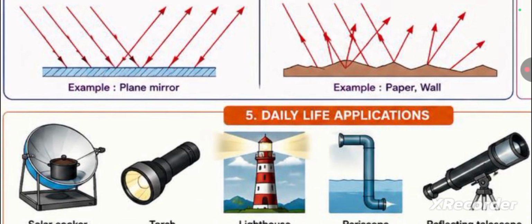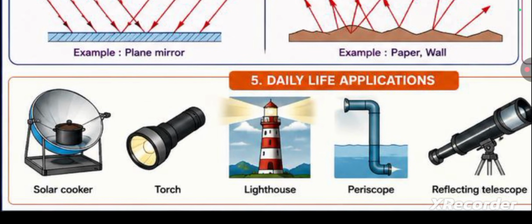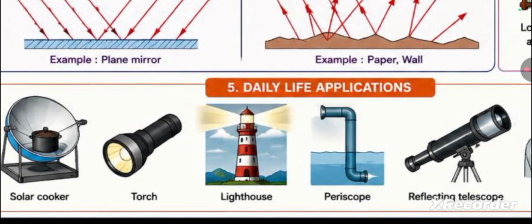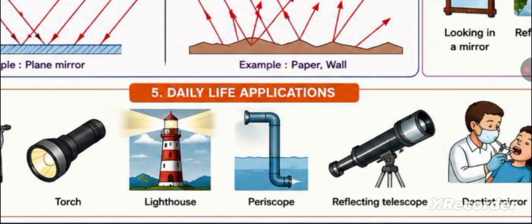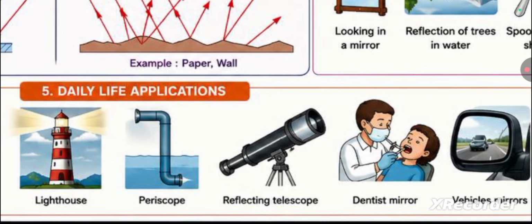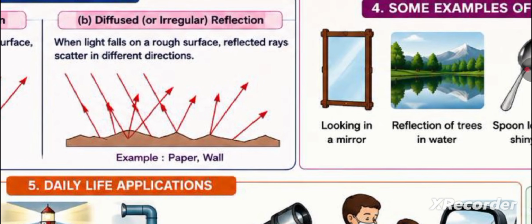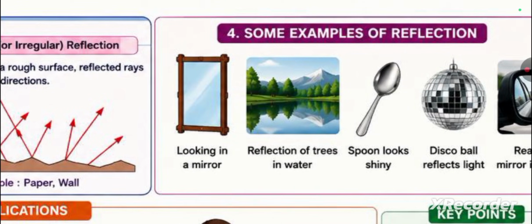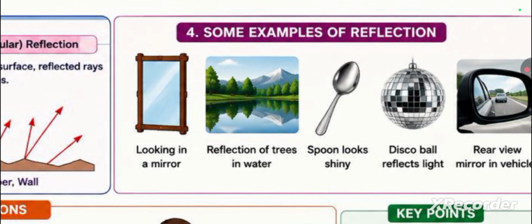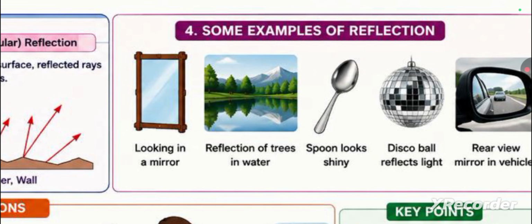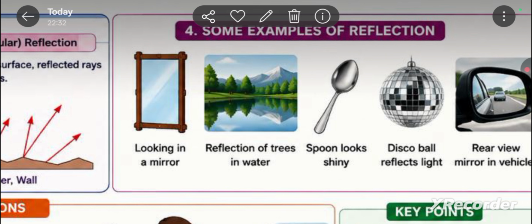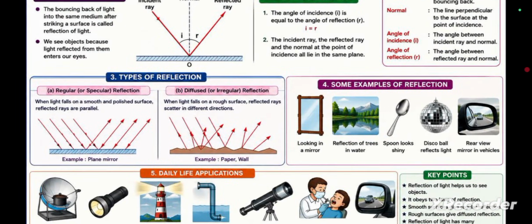Okay, daily life examples of reflection are solar cookers, torch, lighthouses, periscopes, reflecting telescope, dentist mirror, vehicle mirrors. These are some examples of daily life applications. And we can see daily reflection in mirrors, and reflection of trees in water. A spoon looks shiny. A disco ball reflects lights. Rear view mirror in vehicles. These are some more examples of reflection.